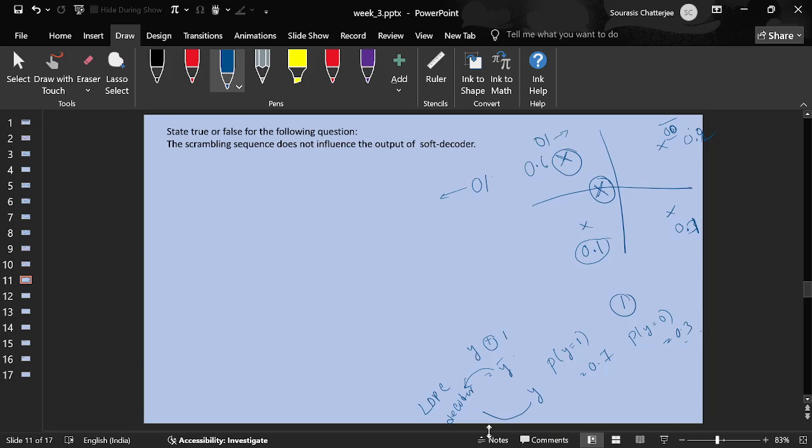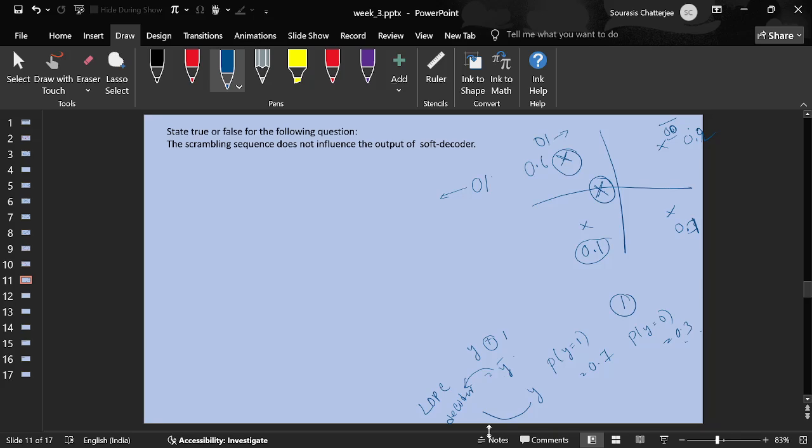I think we are confusing between the LDPC decoding and the decoding I mean at demodulation. So these two things I think we are kind of getting confused about.